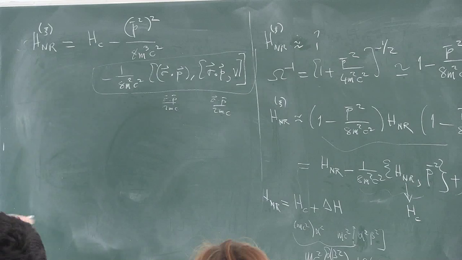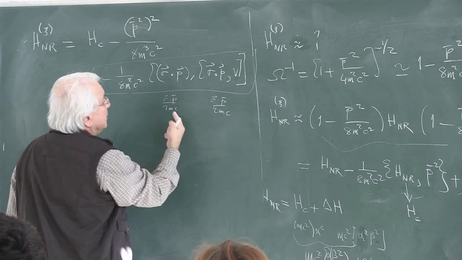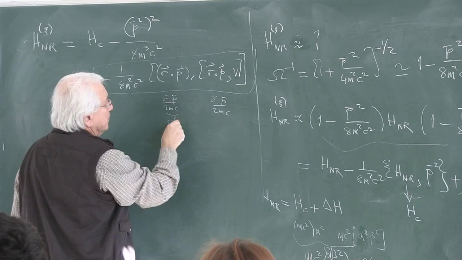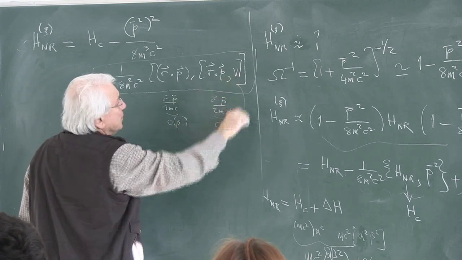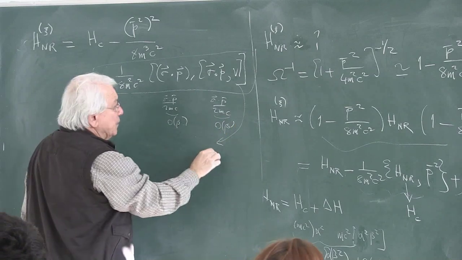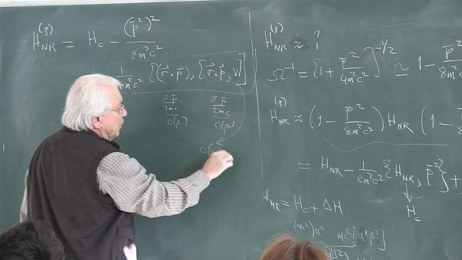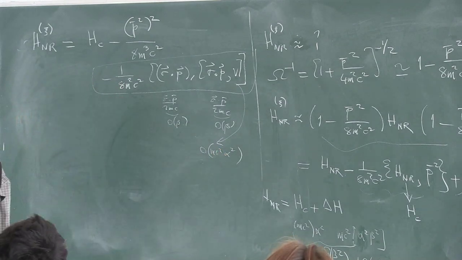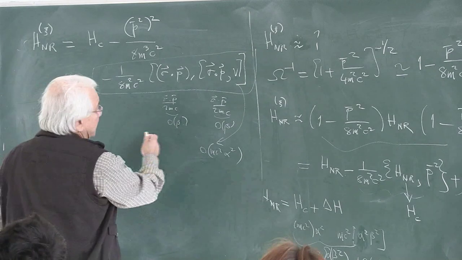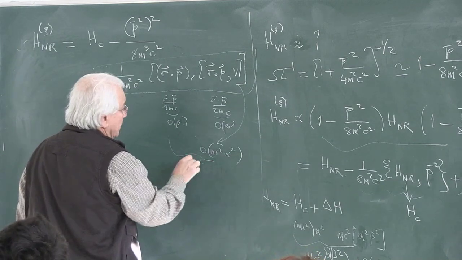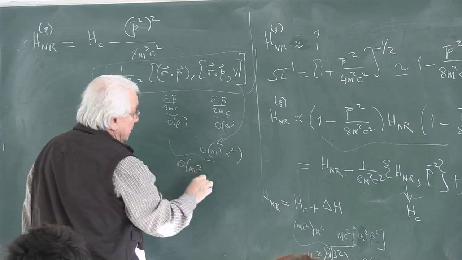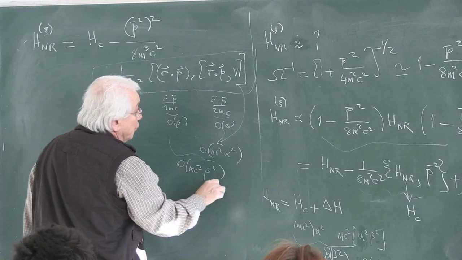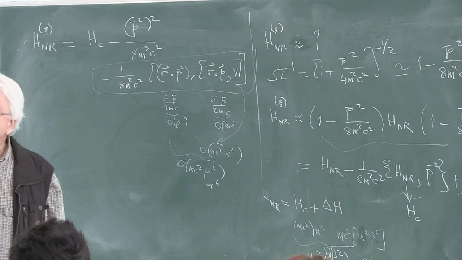Shall I repeat? So this is order beta, this is order beta, and this V is order... all the energies are order mc squared times alpha squared, right? That's typical potentials and kinetic energies and total energies. So altogether, this entire thing is order mc squared times beta squared alpha squared, beta to the 4, or alpha to the 4 if you want. They are the same, right?